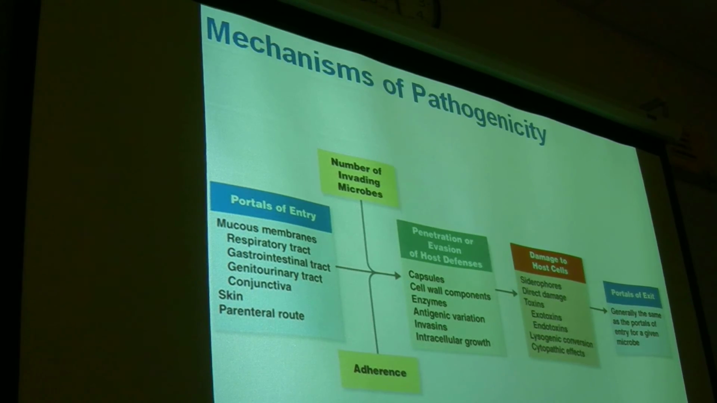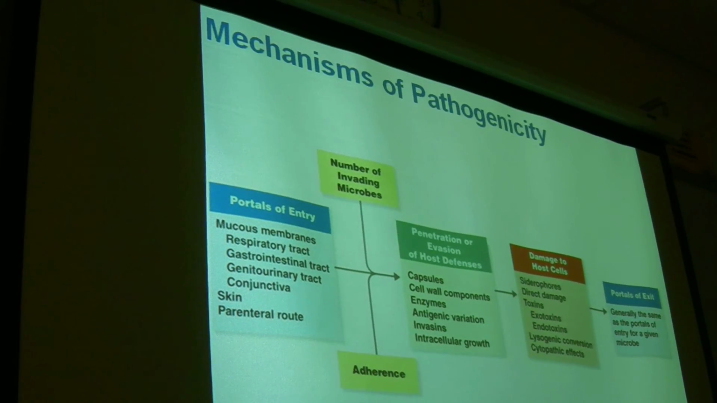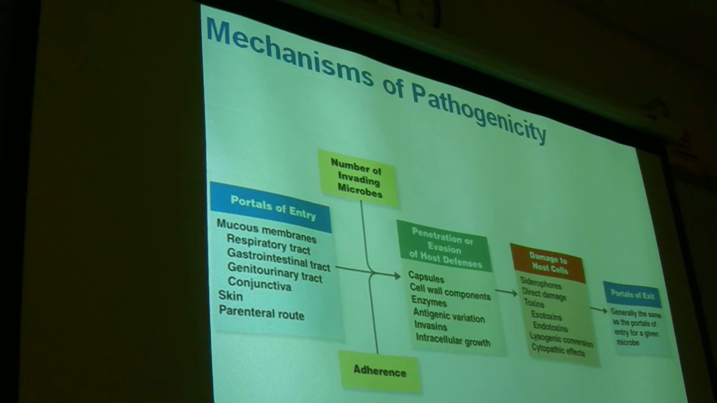So this is a good slide for you guys as a wrap-up and a summary of this lecture. Basically it goes through all the different major portals of entry, how it penetrates into the system, how it evades the host defense, how it causes damage to the host cells, and then the different portals of exit that allow them to get back into the environment.